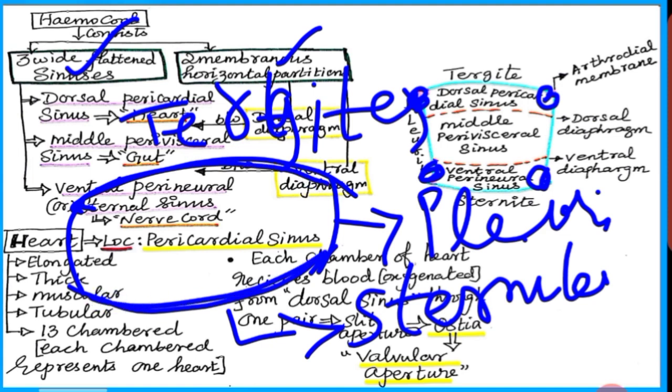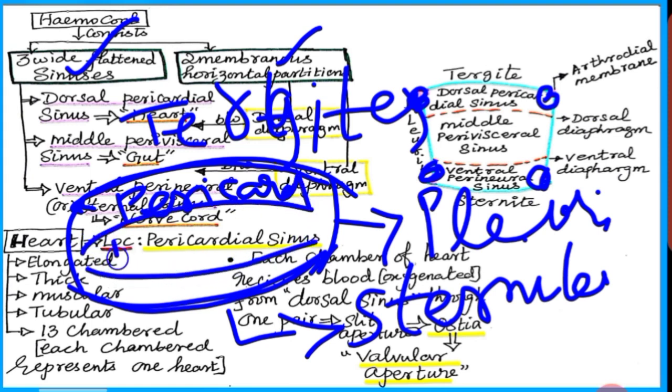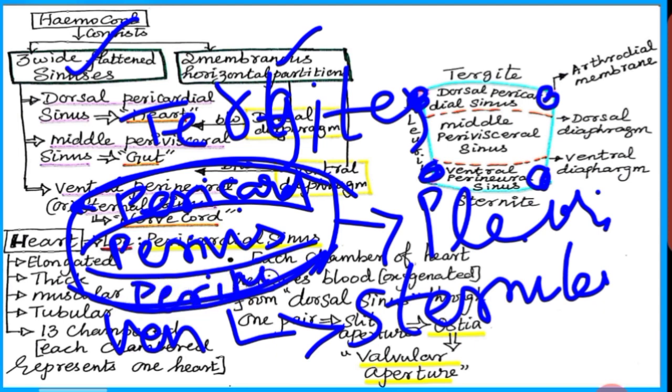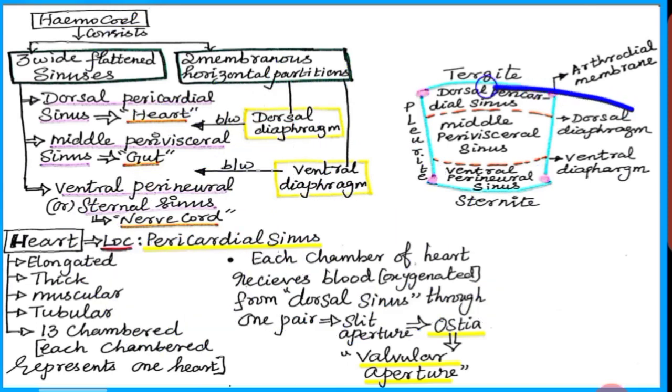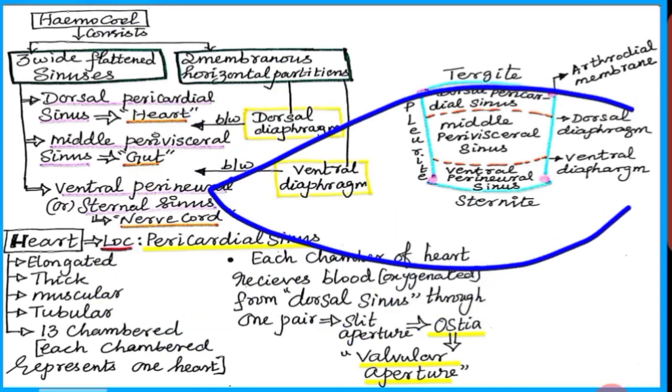Right? The body cavity has 3 widened flat sinuses. They are the dorsal pericardial sinus, then the middle perivisceral sinus and the ventral perineural sinus. Got it? See the picture. Imagine this is a lateral view of a cockroach.